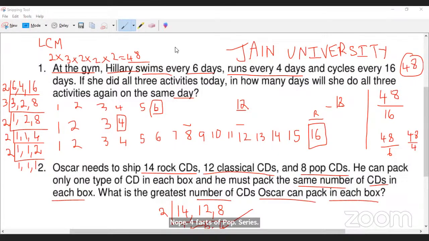Did you get that? Okay, so I'm finding the common factor of them. So the common factor of them is 2. So here I'm finding the factor because I want to pack each in these boxes. Did you get it?